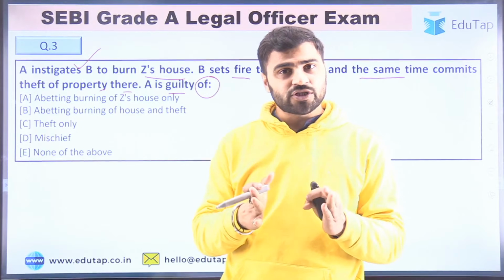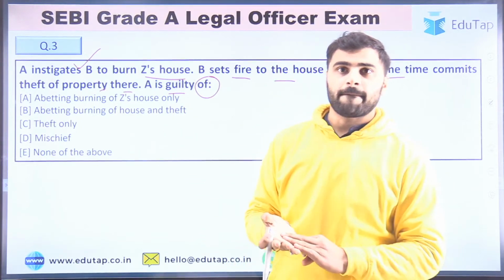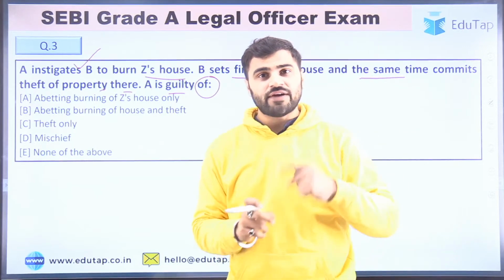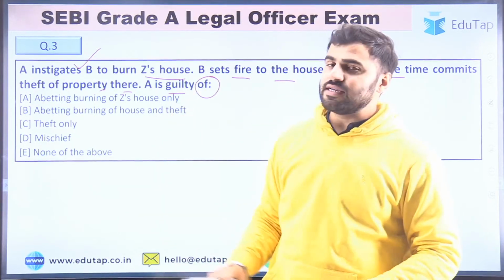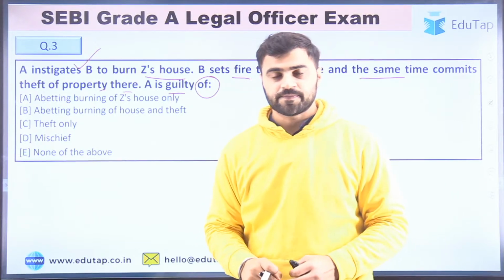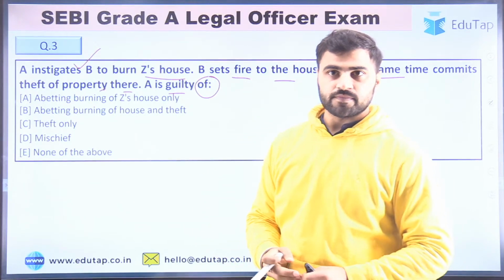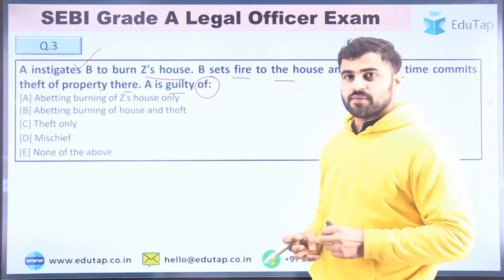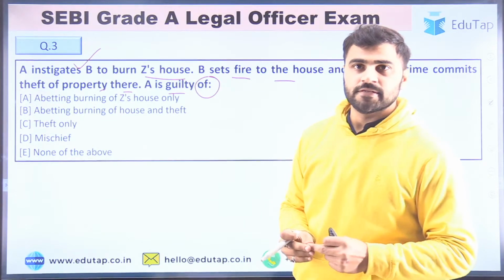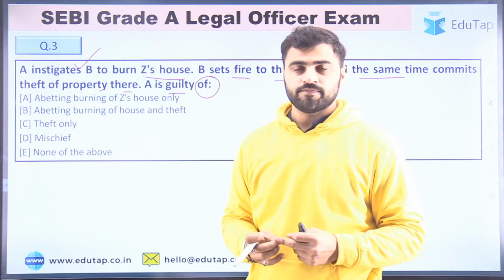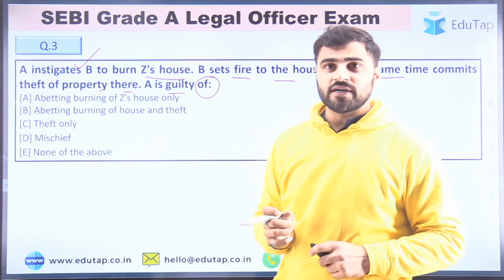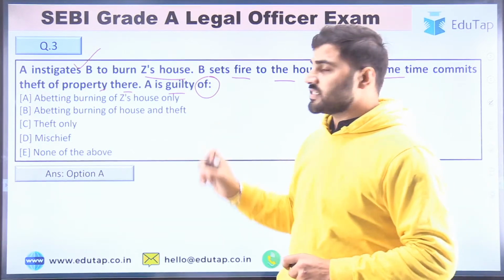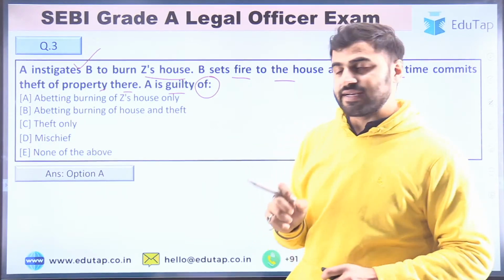And guys, do mention question number first, then mark your answer. So tell me the right answer for question number third. If you have conceptual clarity, then you can easily attempt this question. So guys, tell me the right answer for question number third. So the right answer for question number third is option number A, that is abetting burning of Z's house only. So Ranjay is saying option number A, great, right?